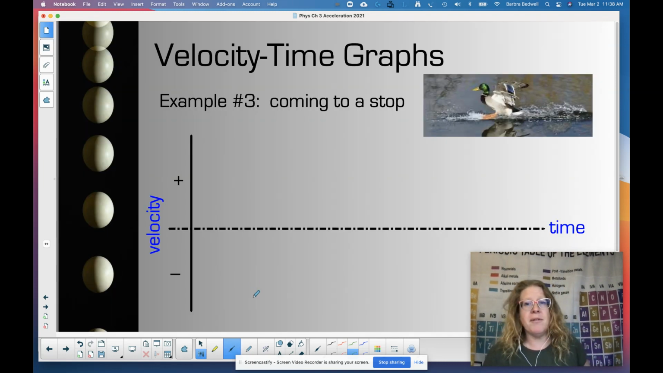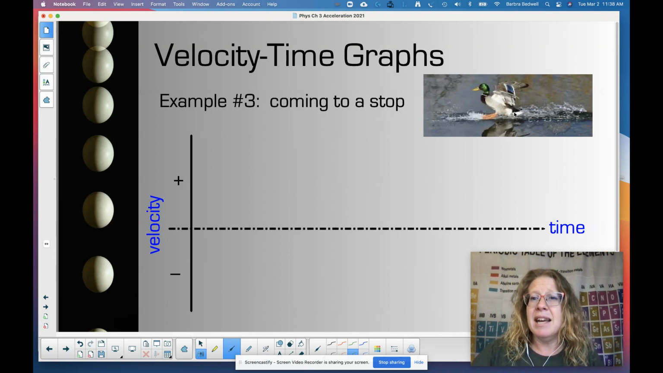How about a velocity time graph of a duck coming to a stop? Okay, what's going to be happening with this one? So this guy's hitting the water. He's going to be coasting to a stop here. So first thing we've got to think about, this is going to be kind of a tricky one. I'll draw it like he's going in the positive direction. Okay, let's pretend like he's going in the positive direction first of all.